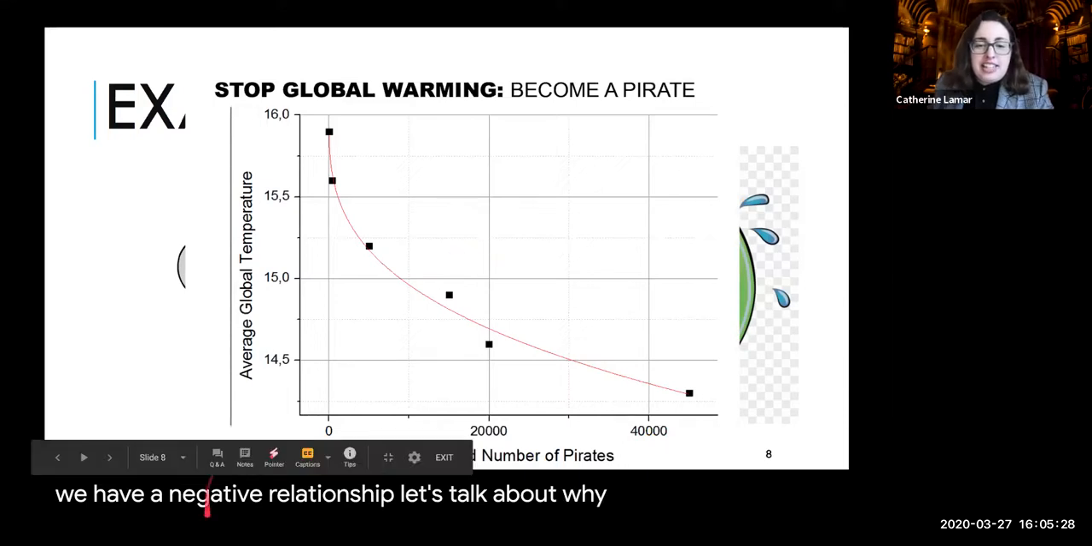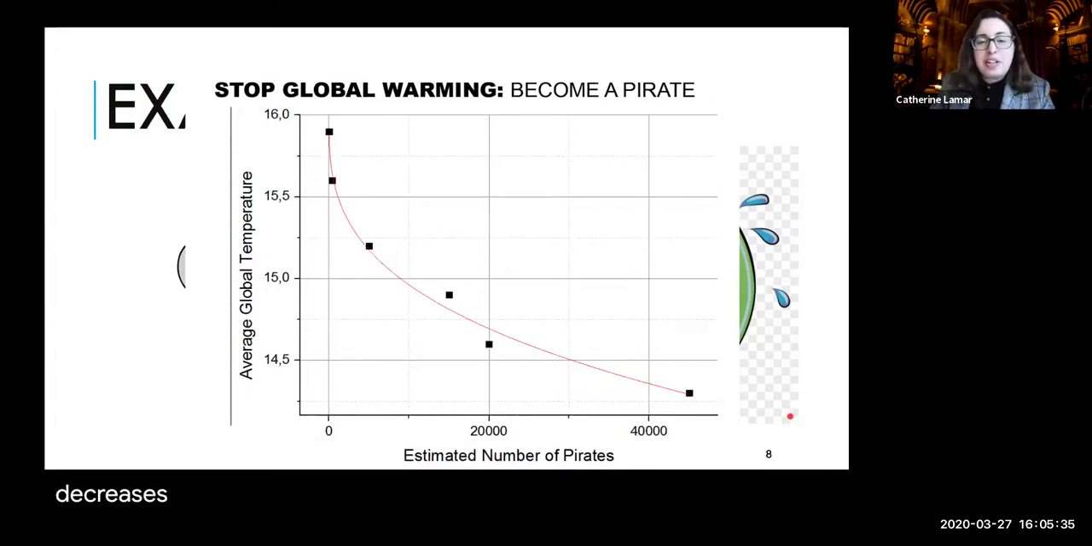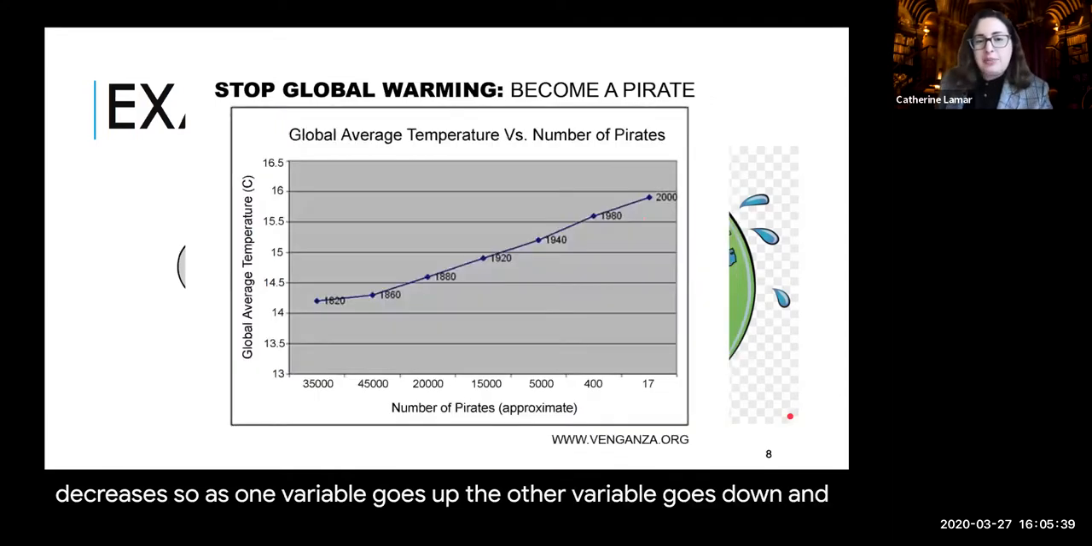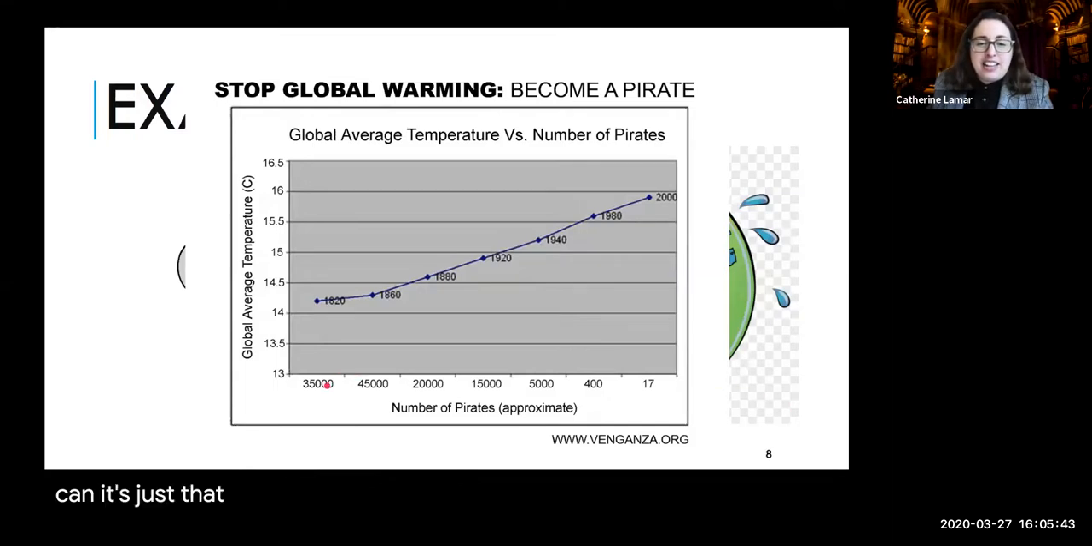Here we can see that as the number of pirates increases, average global temperature decreases. So as one variable goes up, the other variable goes down. And you might be thinking, well, why couldn't we see that here? We actually can. It's just that because we're starting with a big number closer to that corner, this negative relationship looks like a positive one because the line now points upwards. It's still a negative relationship though.